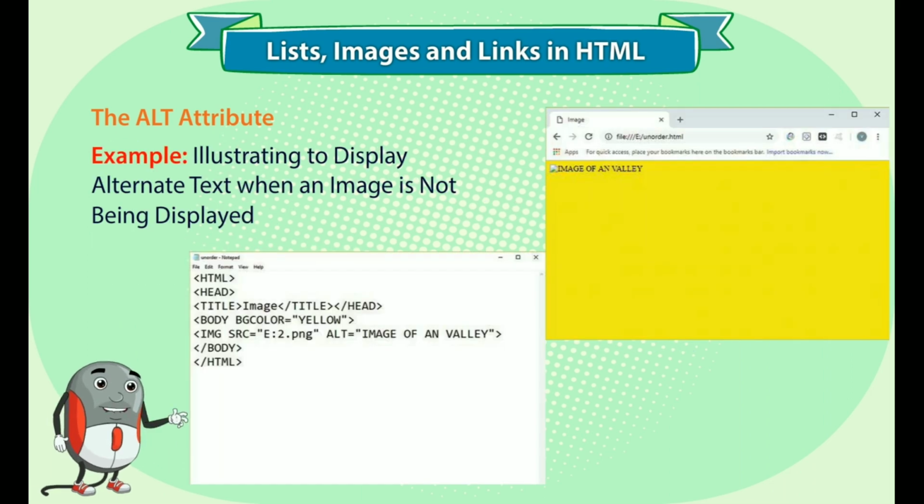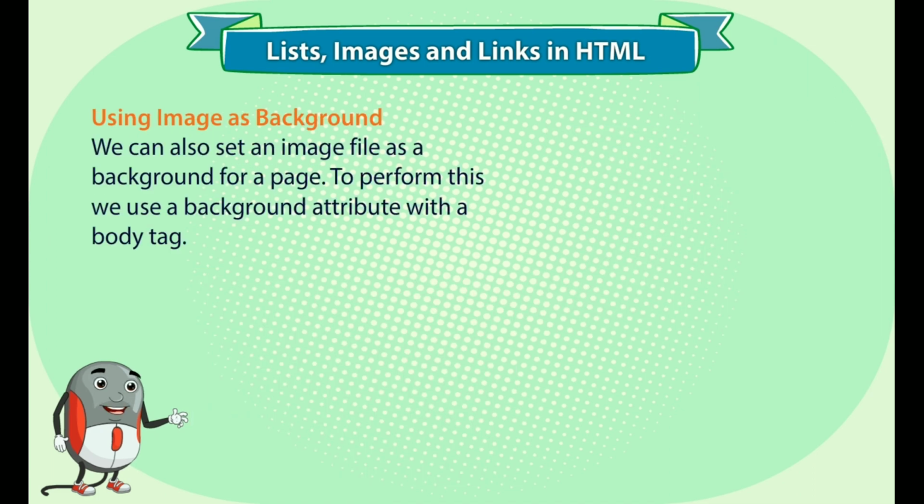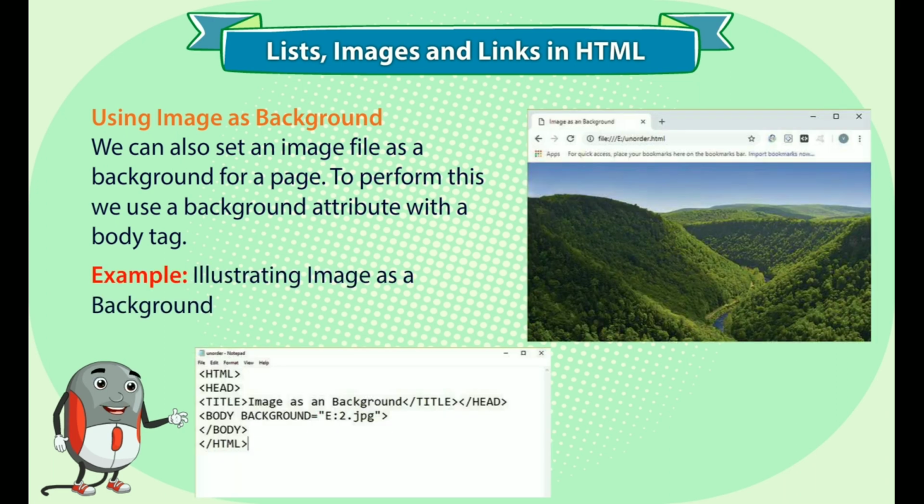Example: illustrating to display alternate text when an image is not being displayed. Using image as background. We can also set an image file as a background for a page. To perform this, we use a background attribute with a body tag. Example: illustrating image as a background.